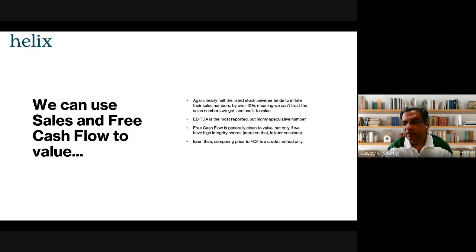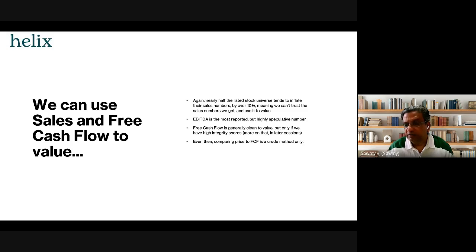Even then, comparing price to free cash flow is a crude method only. The P/FCF ratio is available on TradingView, and you can go and use that. It is a crude method only, and the reason I say that is free cash flow isn't generated without loading up on debt for most companies. And even if it is a debt-free company, equity also has a cost.